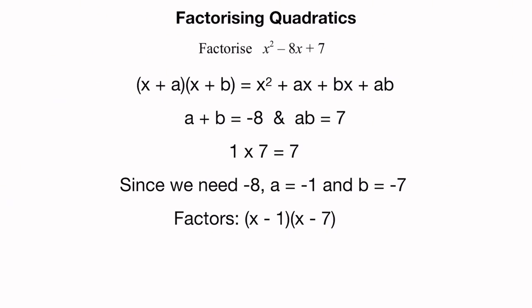Now, a tip that I would give you is that whenever you see a question where the plus c at the end is positive and the middle bit, so b, is negative, so the a plus b bit, you will know that the factors, so the a and b in the factors here, must be negative, because when you multiply two negative numbers, you get a positive number. When you add two negative numbers, you get a negative number. So that's how you can think about that.